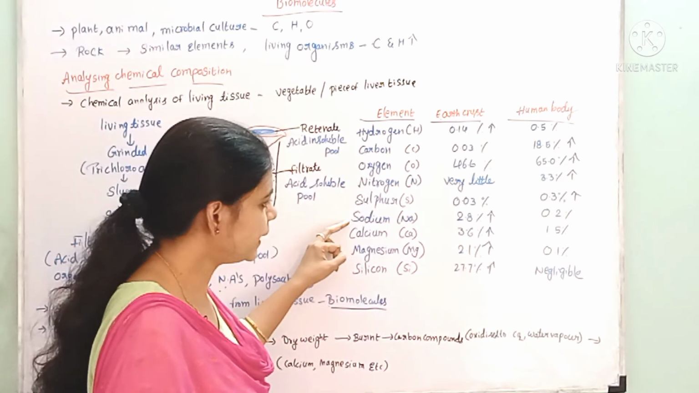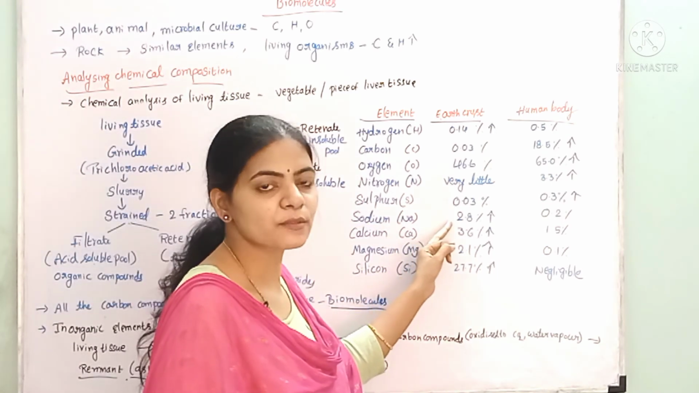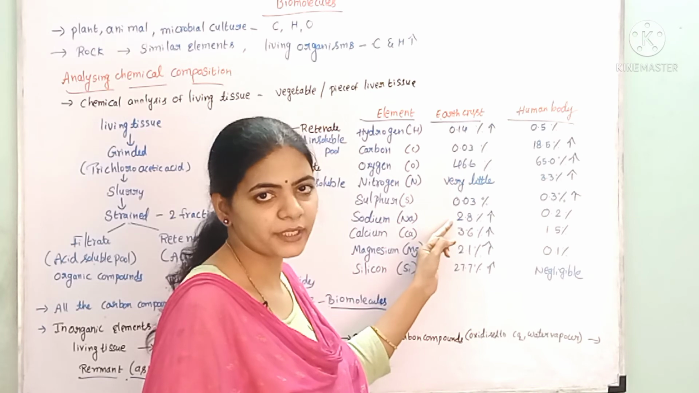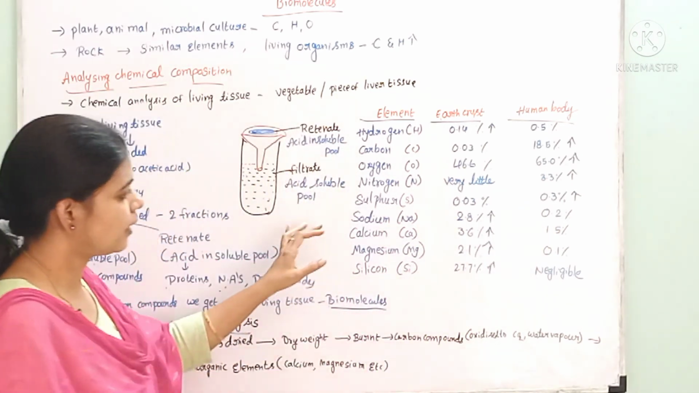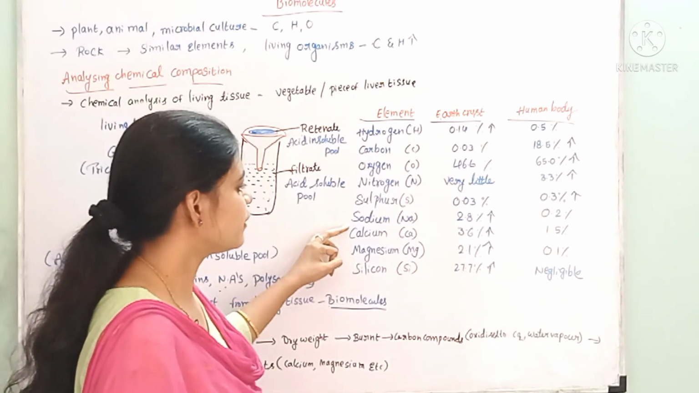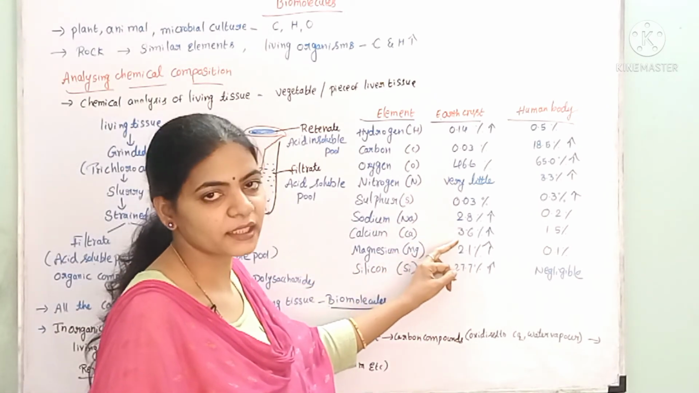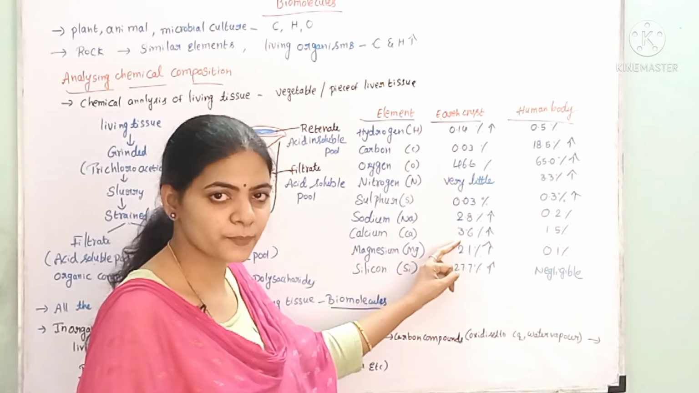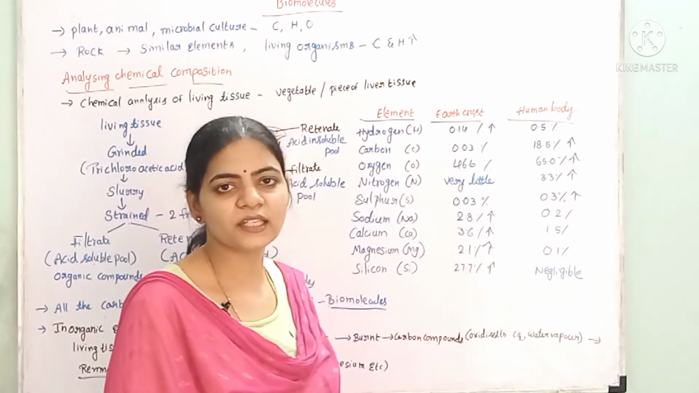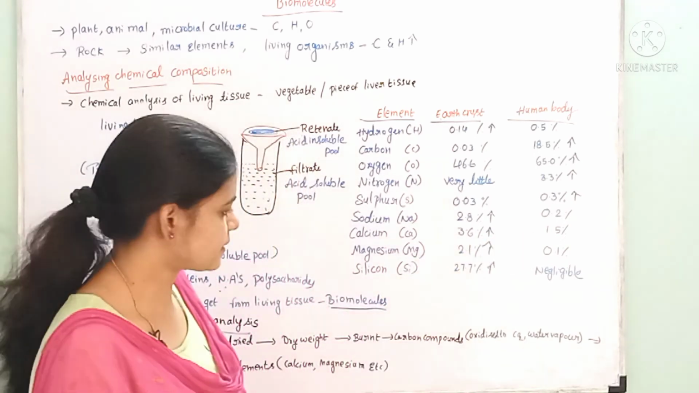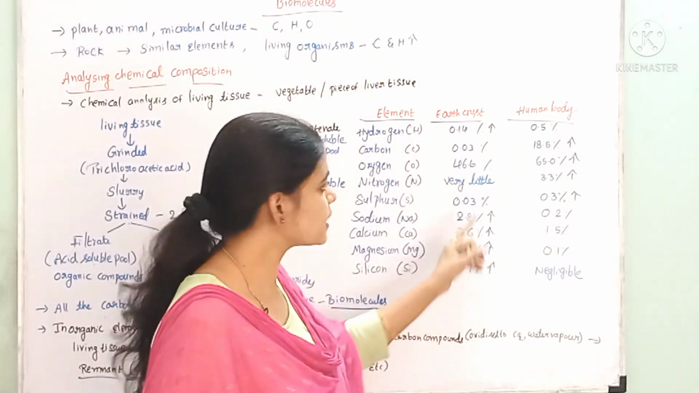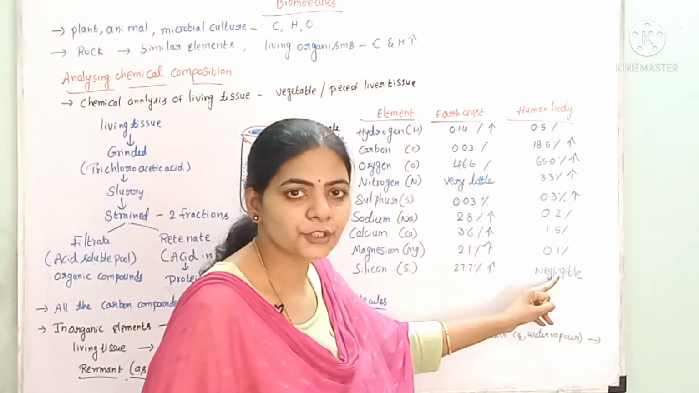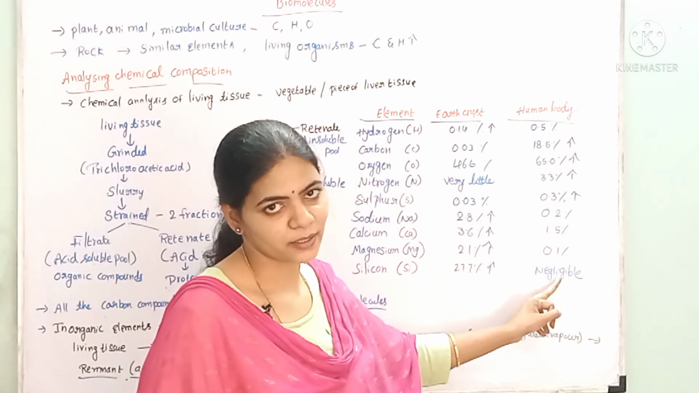If we take sodium, the percentage of sodium is more in the earth crust, that is 2.8%, whereas in the human body it is only 0.2%. And the amount of calcium is also more in the earth crust, that is 3.6%, whereas in the human body it is only 1.5%. If you take magnesium, it is 2.1% in the earth crust, whereas in the human body it is only 0.1%.